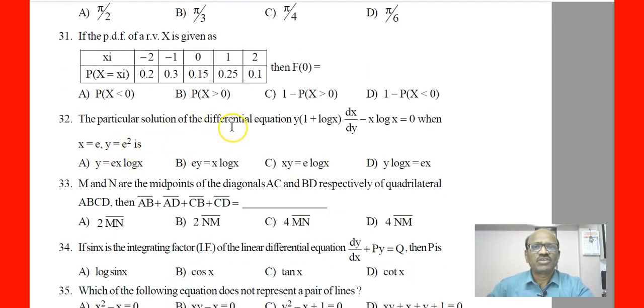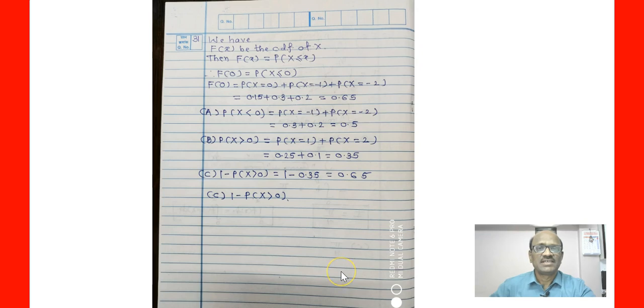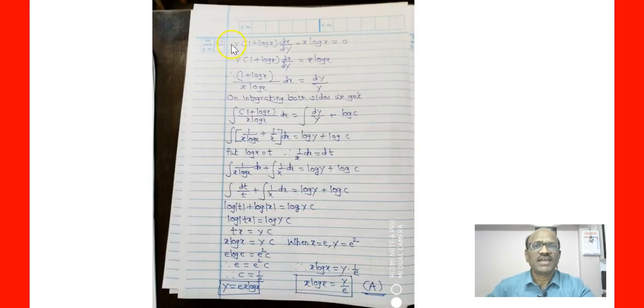The particular solution of the differential equation y in bracket 1 plus log of x dx upon dy minus x log x is equal to 0, when x is equal to e and y is equal to e square. Now see this. That is y in bracket 1 plus log x dx upon dy minus x log of x is equal to 0.